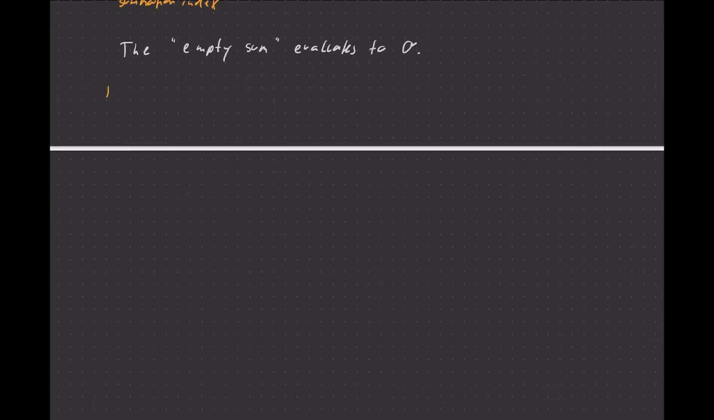Okay, very brief example. Imagine something like the sum from 2 to 4 over i squared. That would be the following. We start at 2, and each summand is obtained by taking the square of the summation index. So this is 2 squared plus 3 squared plus 4 squared.